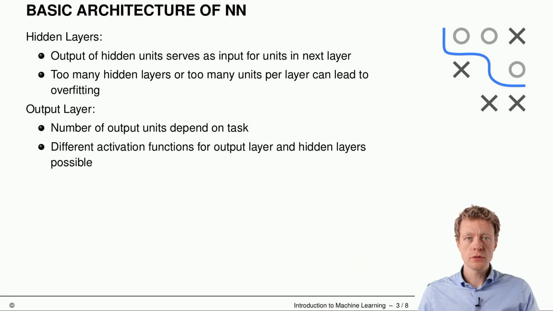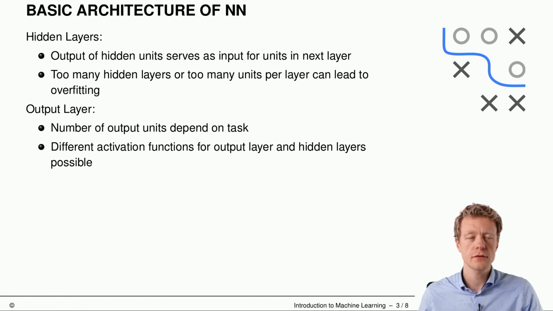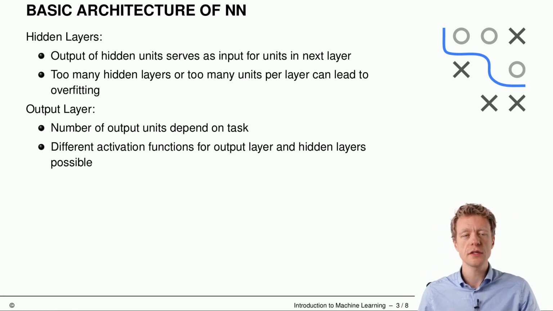So, to wrap up, the hidden layers are ordered such that the output of hidden units serves as input for units in the next layer. So we have a direction of these feed-forward networks. There are others, which we do not treat for now. And one caution, if you have too many hidden layers or too many units per layer, this can lead to overfitting. So neural networks are known for their overfitting behavior. So we need some tricks later on to counteract this overfitting, of course.